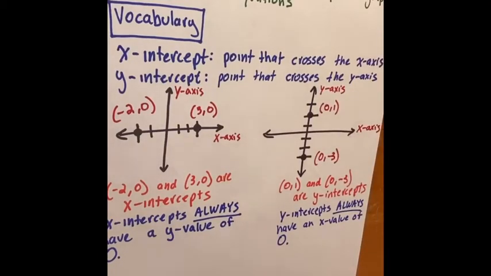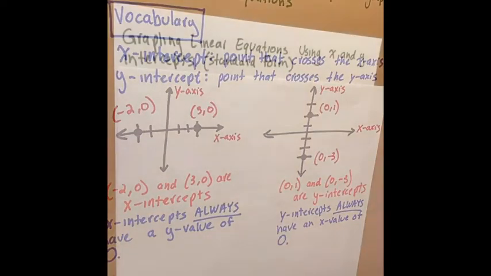Next up, on our second coordinate plane, we have the coordinate points 0, 1 and 0, -3. Notice that both of these coordinate points are on the y-axis. So 0, 1 and 0, -3 are y-intercepts. And notice that y-intercepts always have an x value of 0. Again, this is going to help us find the y-intercept algebraically because we know that the x value is 0.